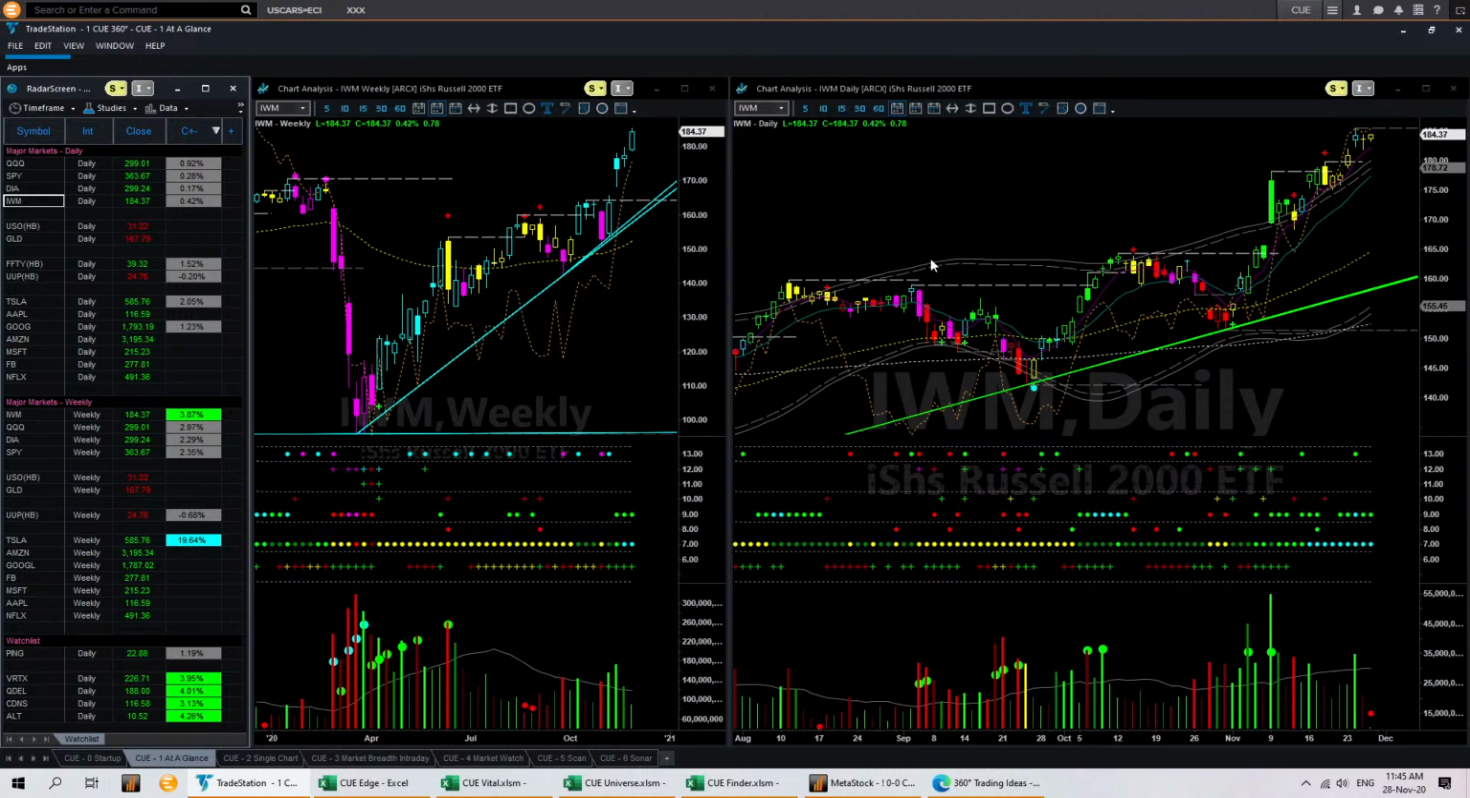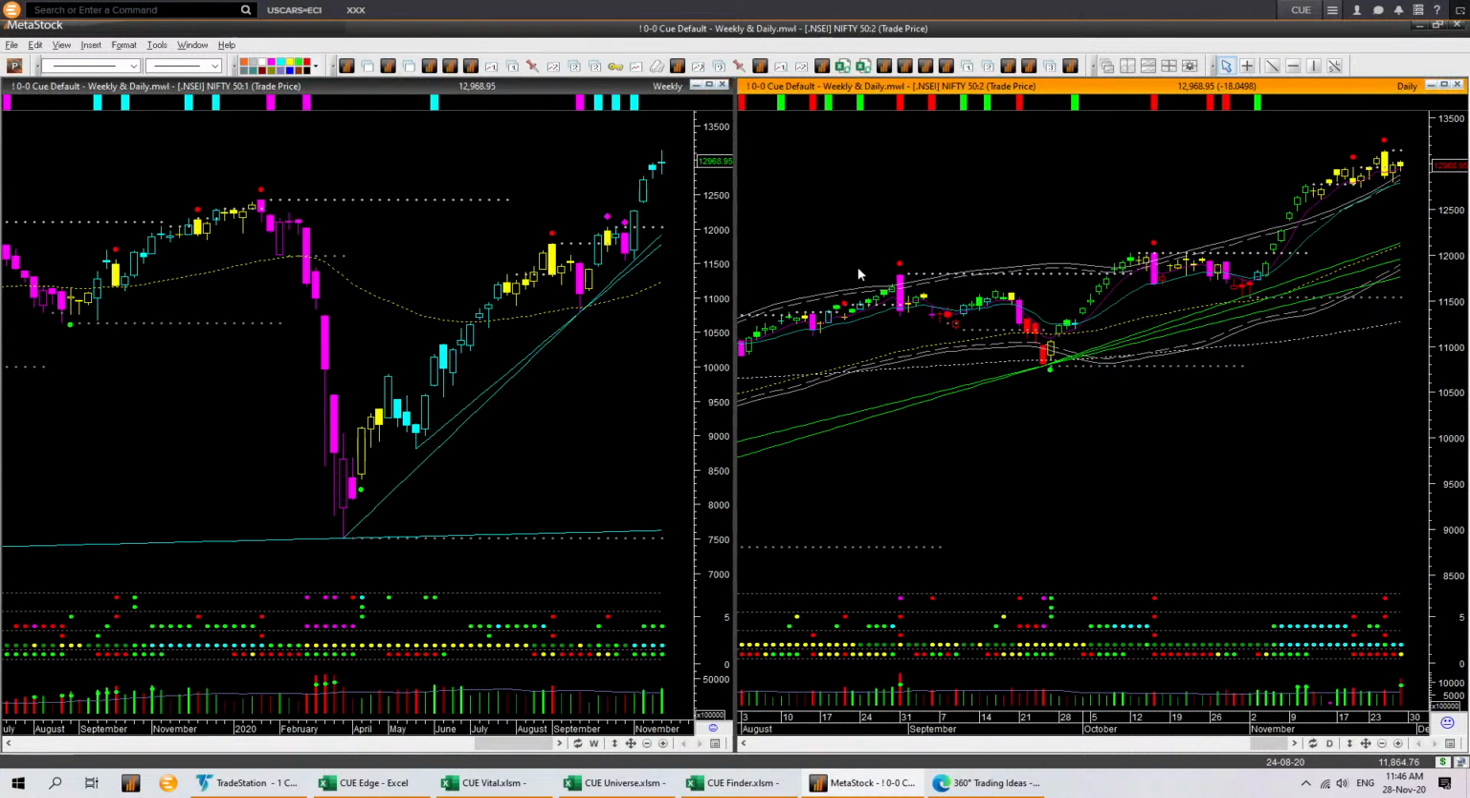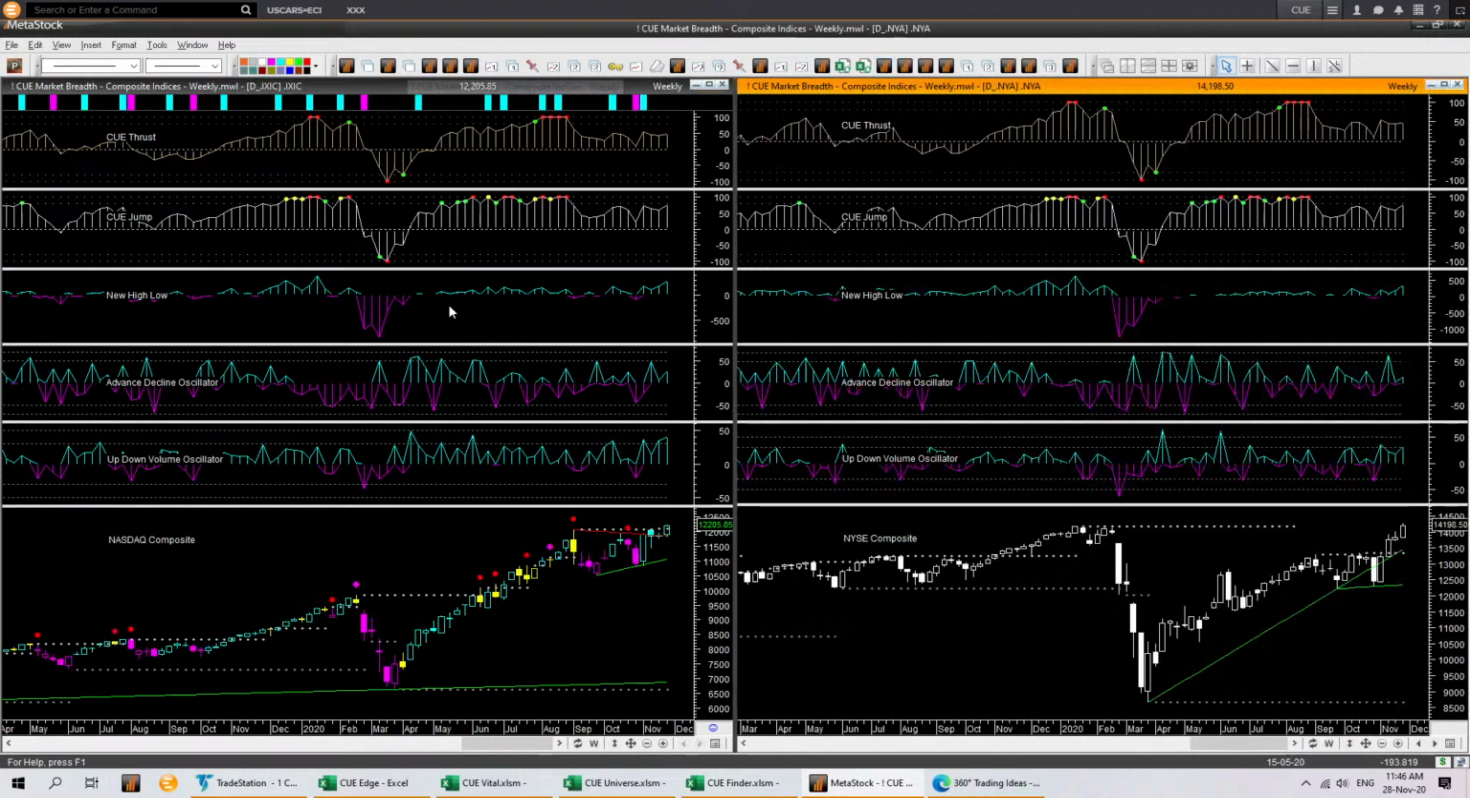IWM, this is the strongest of the market ETFs now. Relative performance shows that. Weekly is very strong, daily is also very strong and overbought. All the market ETFs are bullish. Let's look at the market internals, starting with the composite indices.